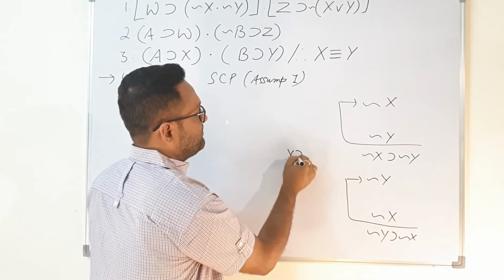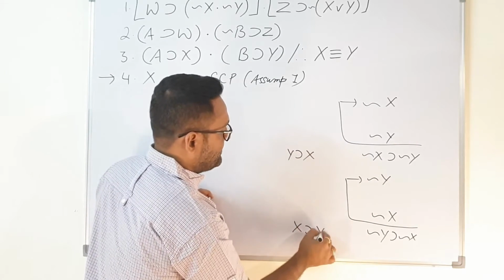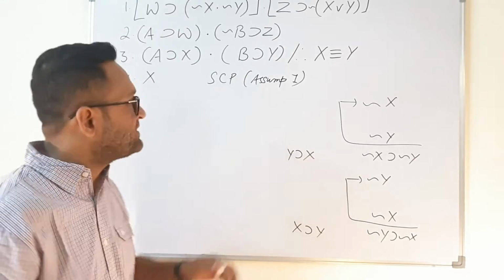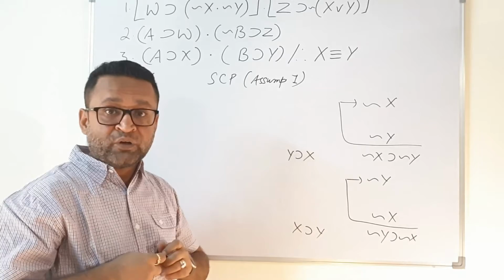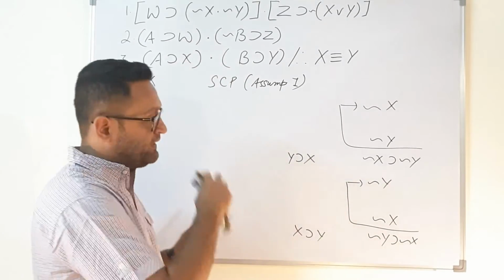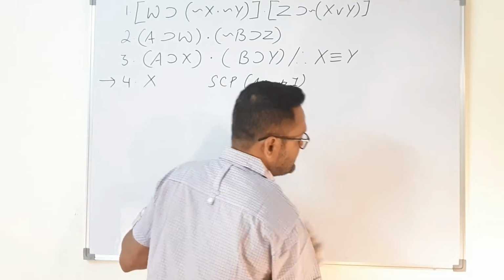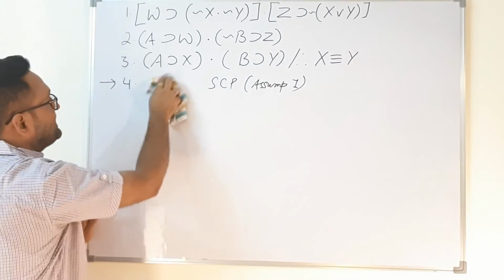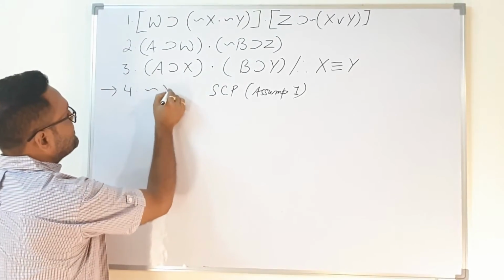You know what this is? This is going to be Y implies X. And this is going to be X implies Y. Your purpose will be solved, because again you can create X triple bar Y. We do it. So this is the strategy. Let me do it like this. I will remove this and I will not take X. Rather, I will take negation of X. Fine?